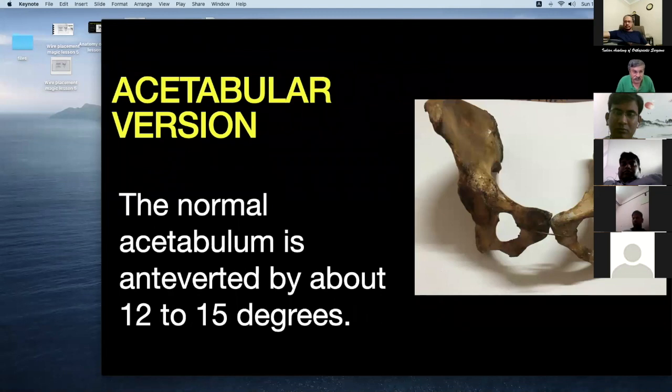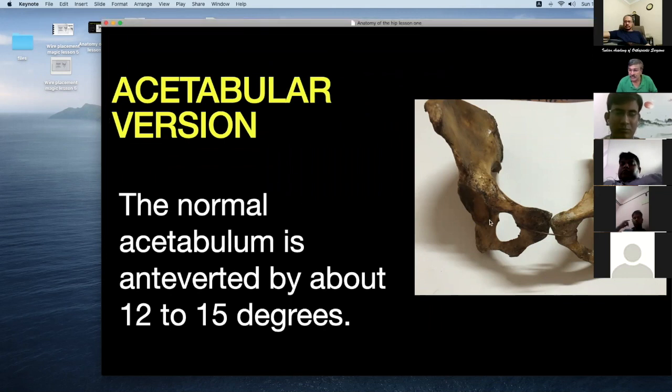The normal acetabulum is anteverted by about 12 to 15 degrees. That is the version of the acetabulum. I will explain that to you on a pelvis a little later.